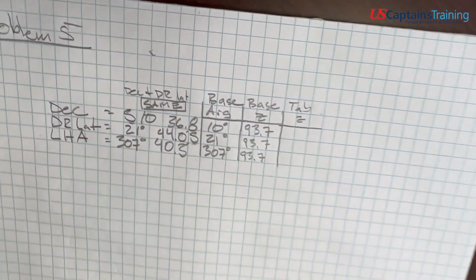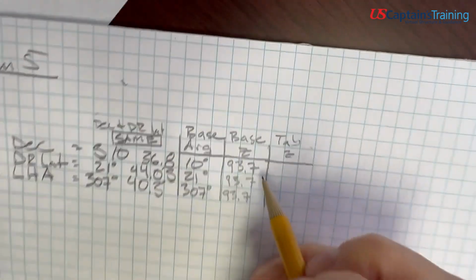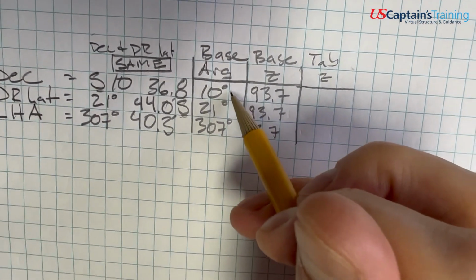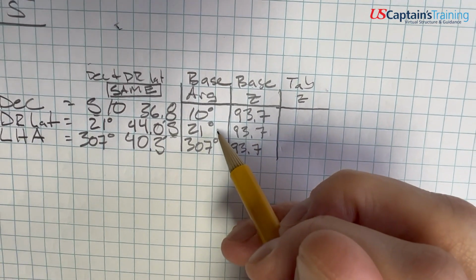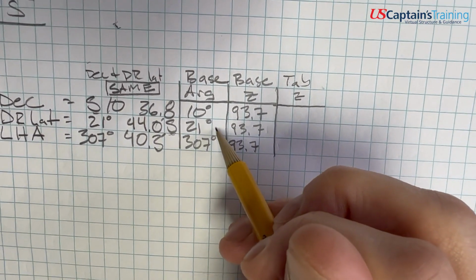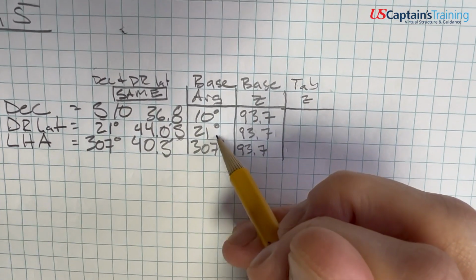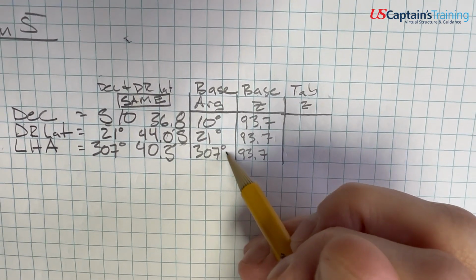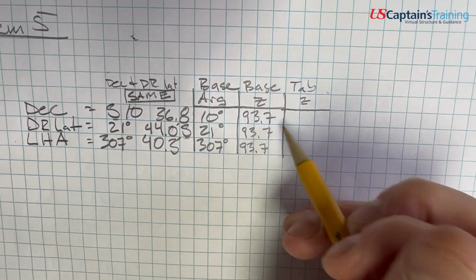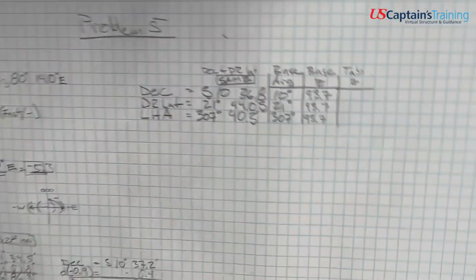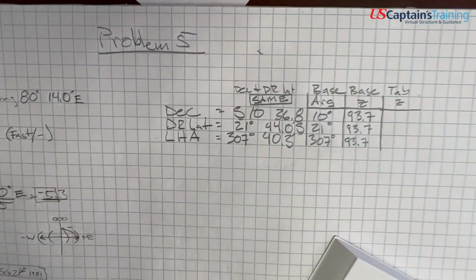Tabulated Z. So to tabulate Z, what we're going to do is take our base argument, knock this one up by 1, so it's 11, 21, 307. And then to tabulate this one, it's 10, 22, 307. And then to tabulate this one, it's 10, 21, 308. So let's do all these steps. It's all in the sight reduction tables.